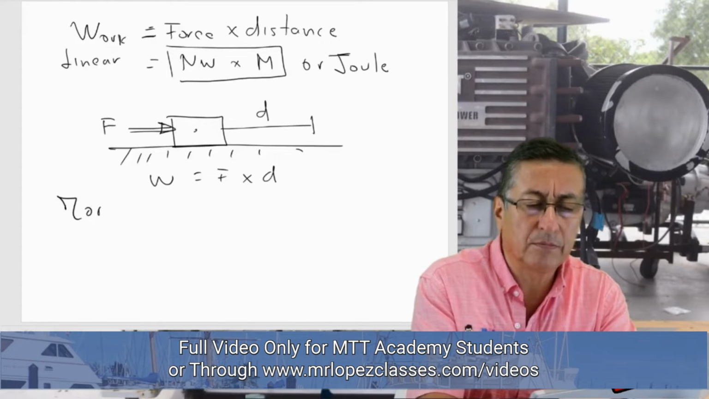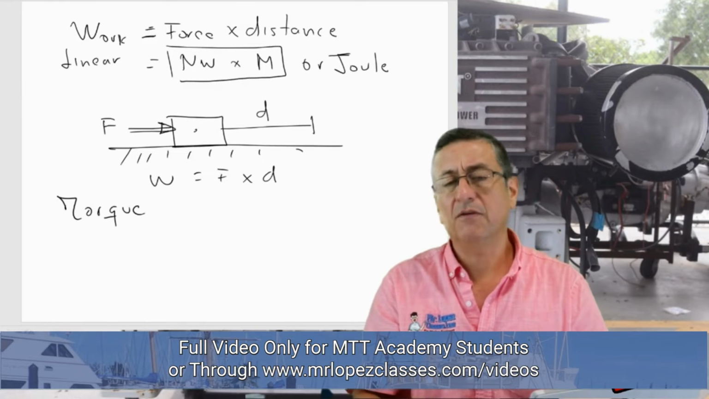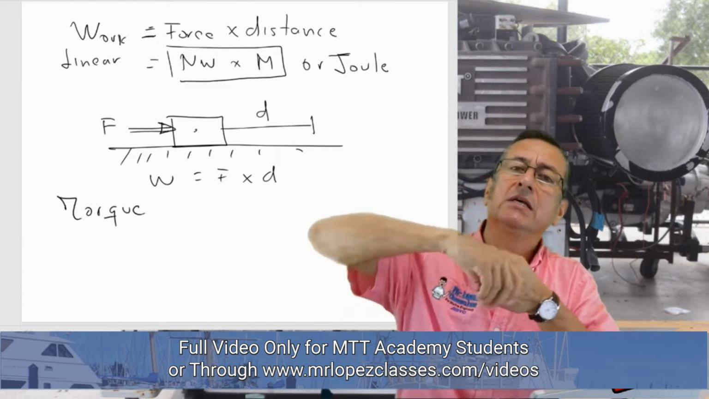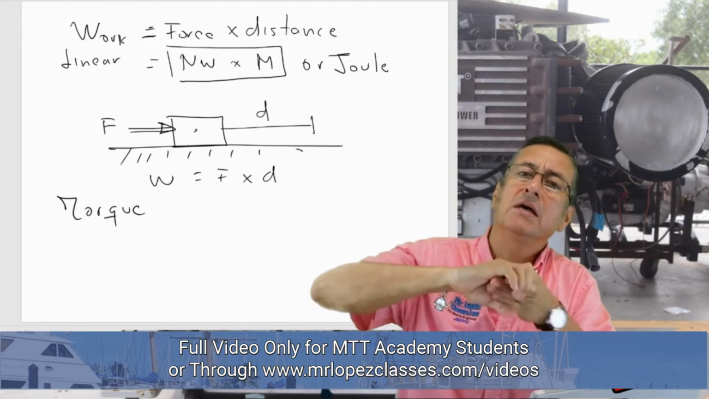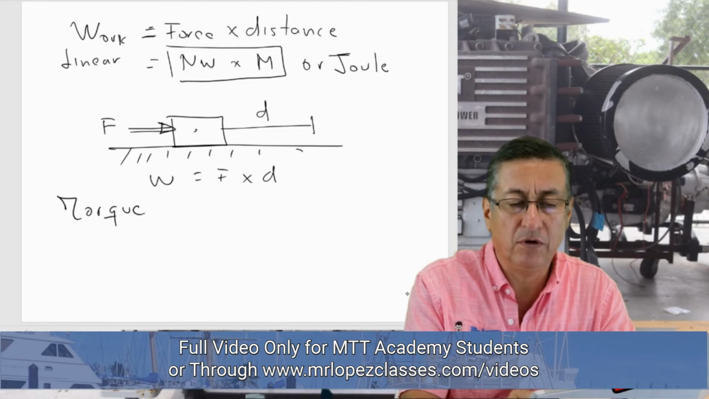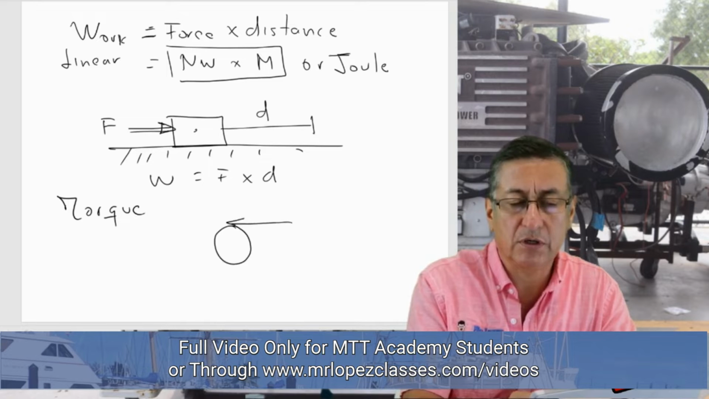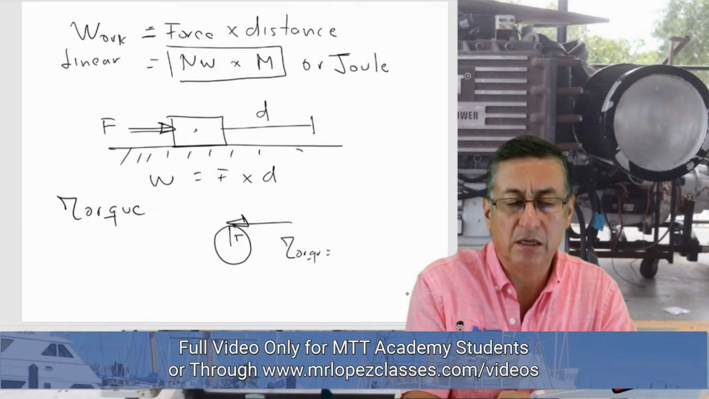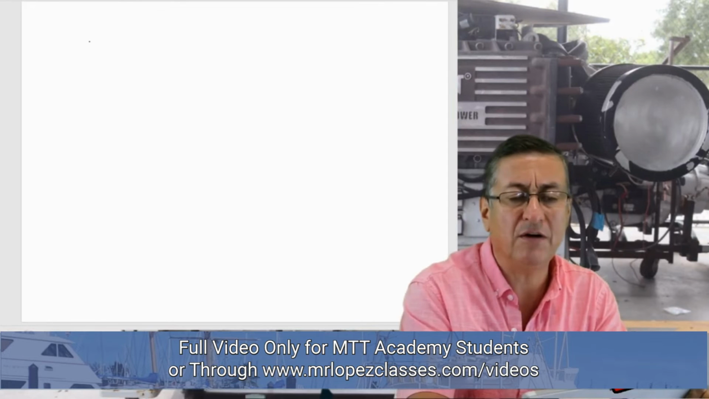This is work. Torque is the force that you apply to twist a bar. For example, this is the front view of a rod of iron. If you apply a force here, and this is the radius, the torque is equal to the force times the radius.